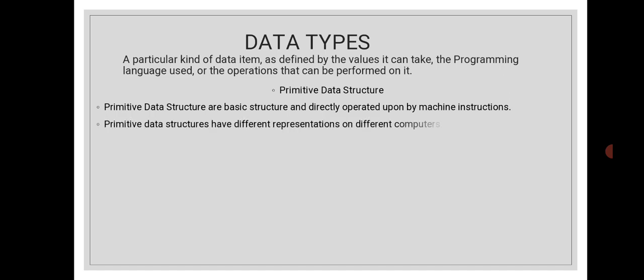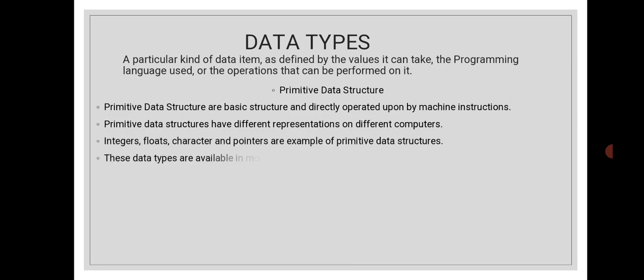It's obvious, right? It is machine instruction operated by machine instruction. So it differs from computer to computer or system to system. Integers, floats, characters, and pointers are the examples of primitive data structure, which we saw in that figure earlier. These data types are available in most programming languages as built-in types. We know how to code with C, C++, Java and all.